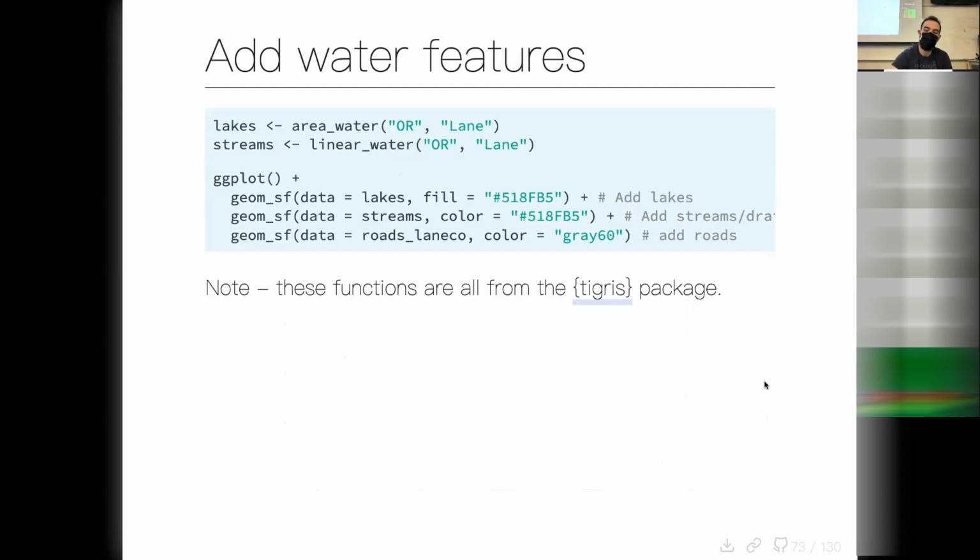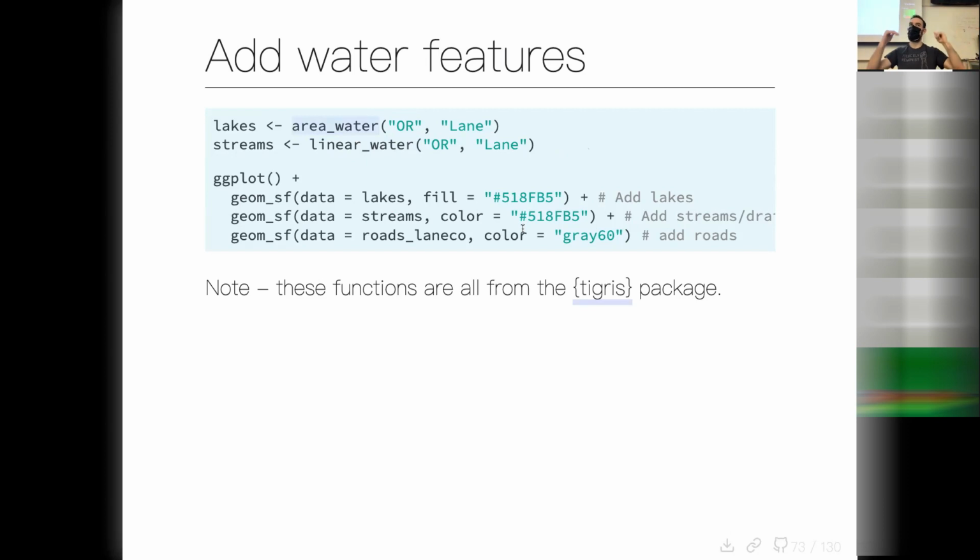All right, let's say now instead of just roads, we wanted to also add some water. So I'm gonna say, give me the lakes and give me the streams. Streams, it's really not streams, it's linear water. So there's a bunch of drainages and whatever, it's a bunch of water. So I'm saying linear water for Oregon in Lane County and area water for Oregon in Lane County.